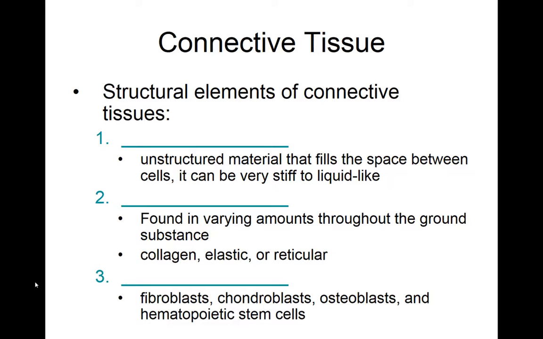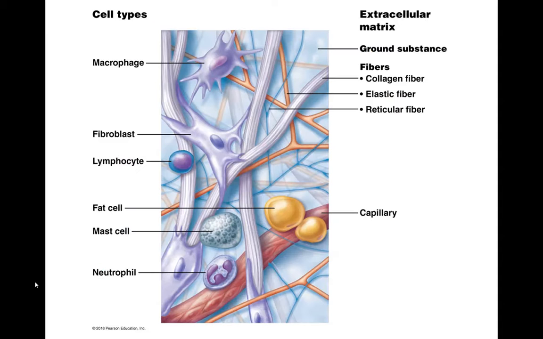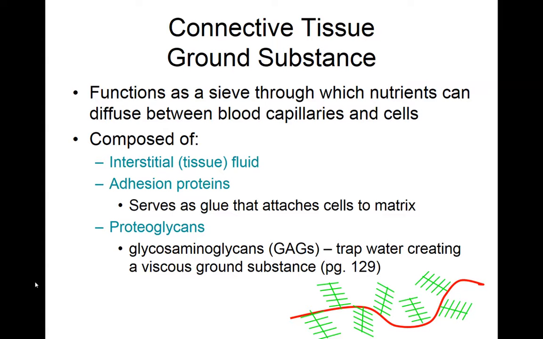So those are always the three things that we're going to find in connective tissue. We've got the extracellular matrix, which is ground substance and fibers, stuff outside the cells, and then we've got our cells. So I'm going to talk about those three components. I'll just touch on what they are, because I went over those fast.